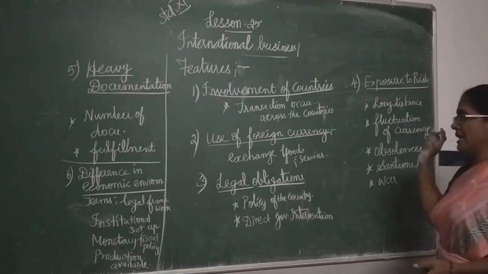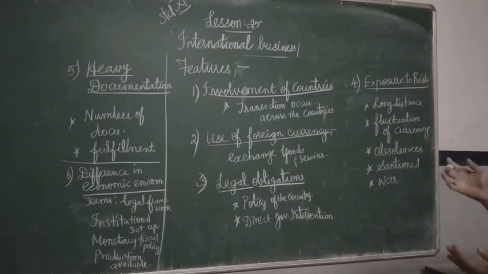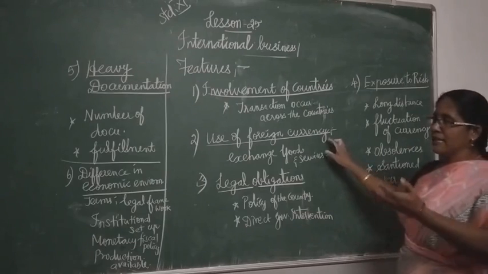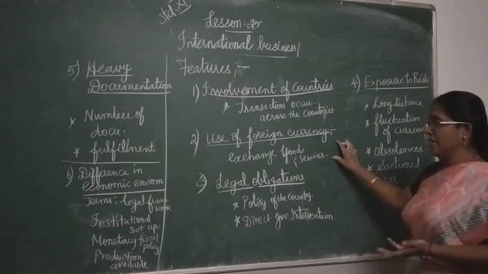Then, use of foreign currency. Different countries are involved, so they have to exchange lots of goods and services in their particular currencies. Where countries trade with one another, they exchange goods and services on the basis of foreign currency, with respect to the concerned country's currency.